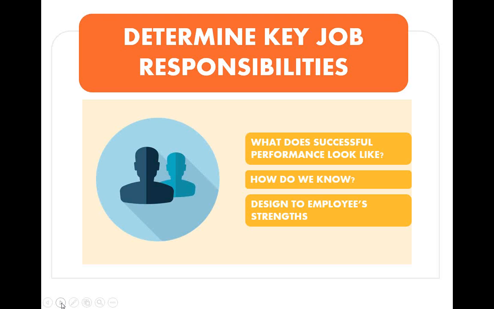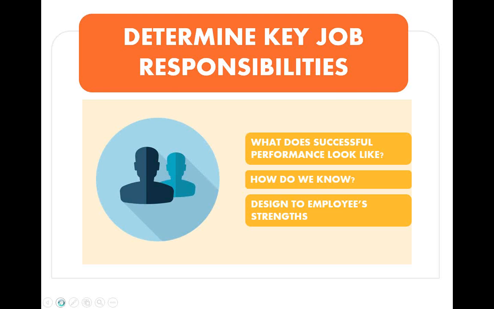Your top performers probably don't do everything that's in the job description at a really high level. They probably perform at a really high level on three or four things that really drive performance. Those are the key job responsibilities that you want to make sure you teach and train all of your employees to do well. And you want to make sure that the strengths of the employees are matched by the key job responsibilities necessary for success in the role.